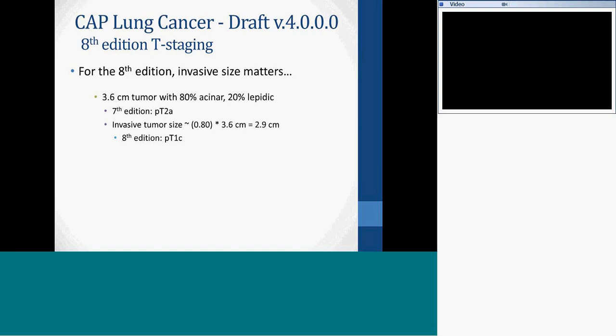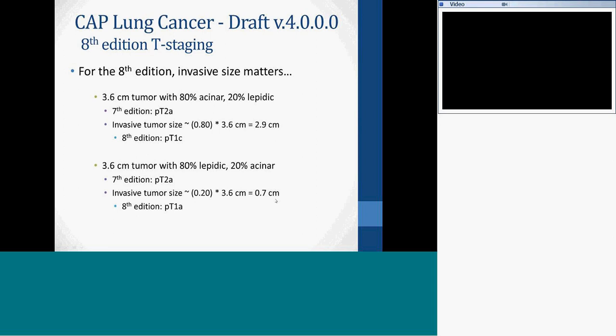If you flip the proportions to 80% lepidic and 20% acinar in the same total tumor size, staging does not change in the seventh edition. This will be considered a T2A tumor. However, in the eighth edition, the invasive tumor size, in this case 20% of 3.6, is a little over 0.7 centimeters, and so this would be considered a T1A tumor in the eighth edition. So you can see quite a large change compared to the seventh edition.